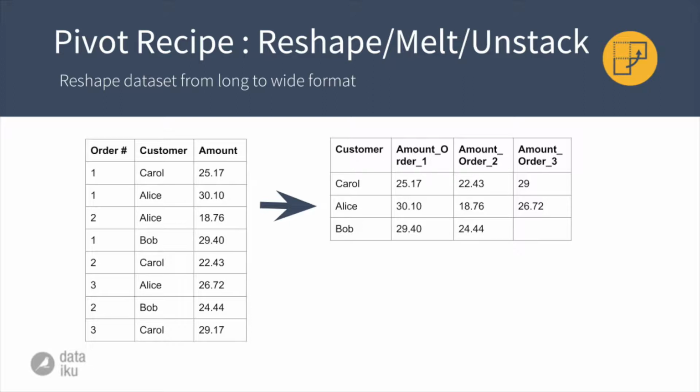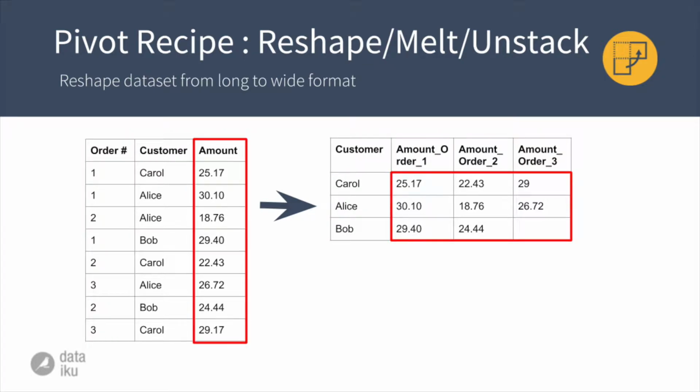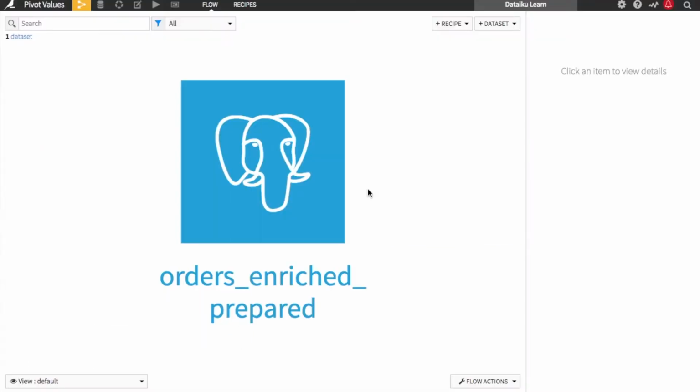In this example, the input dataset has a separate row for each order. We have reshaped it so that individual customers identify rows in the output dataset. Values of orders within each customer identify columns. The cells of the output dataset contain the individual values of amount. Now let's look at a live project.